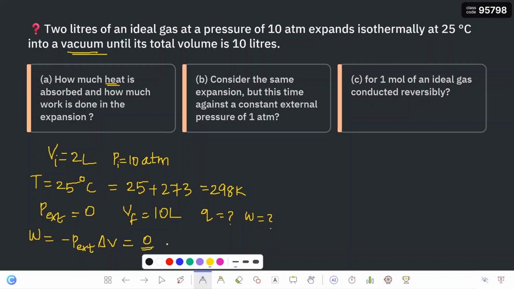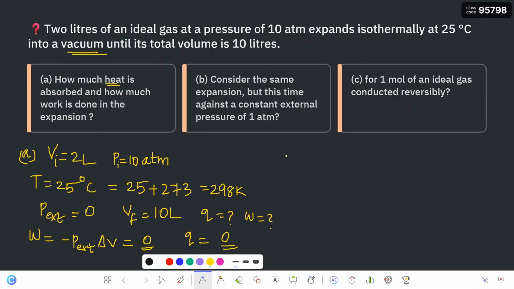Whether it is reversible or irreversible doesn't matter. When P external is 0, W will be equal to 0. Since W is equal to 0, we can calculate Q. Sorry, there is no need to calculate. This is an example of free expansion. There is no use of any equations or values here. Everything will be equal to 0 because P external is 0. So there is no doubt.